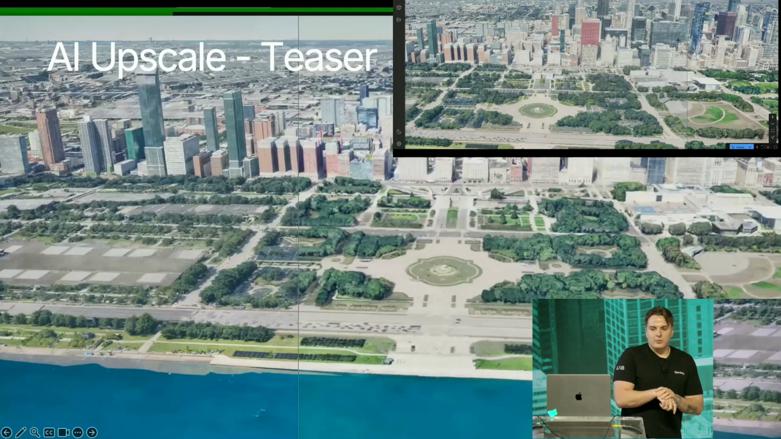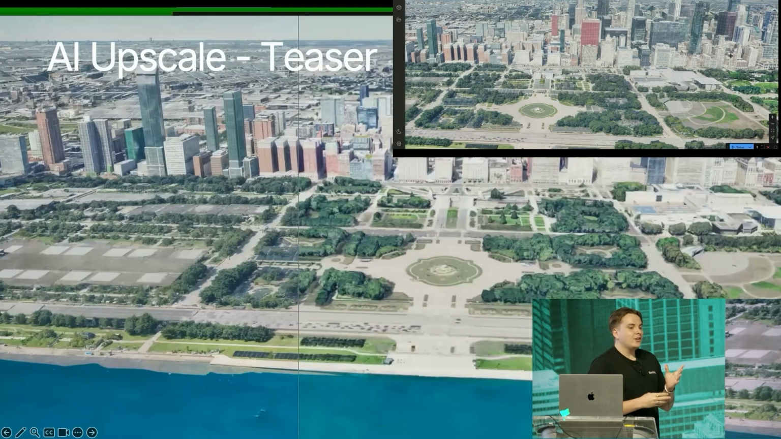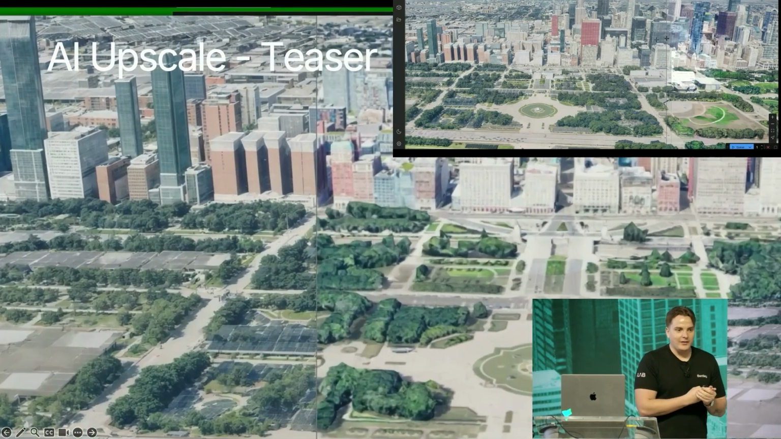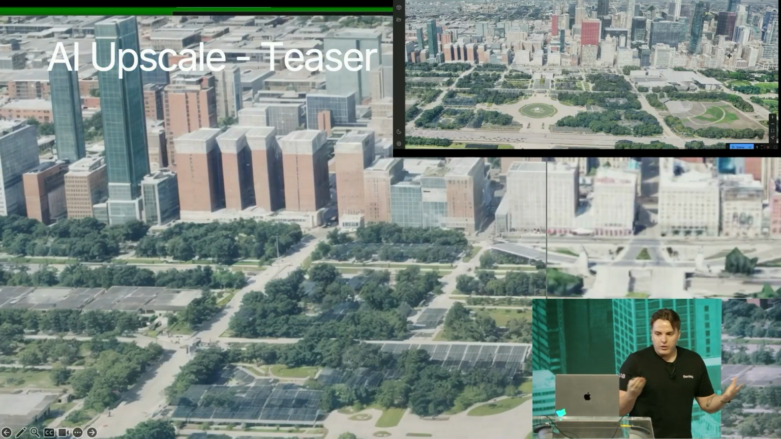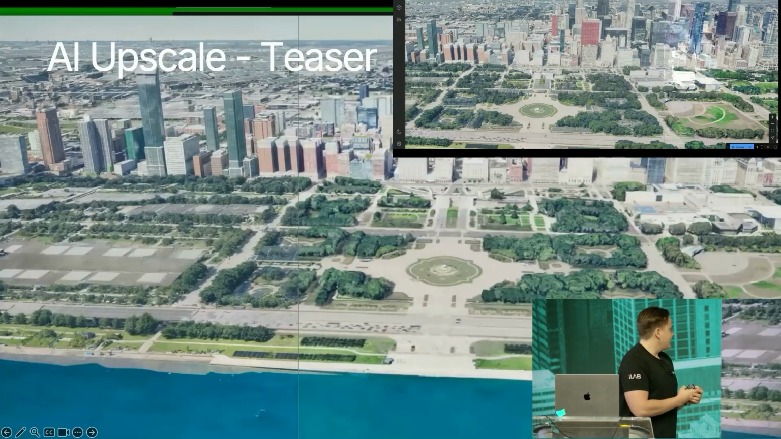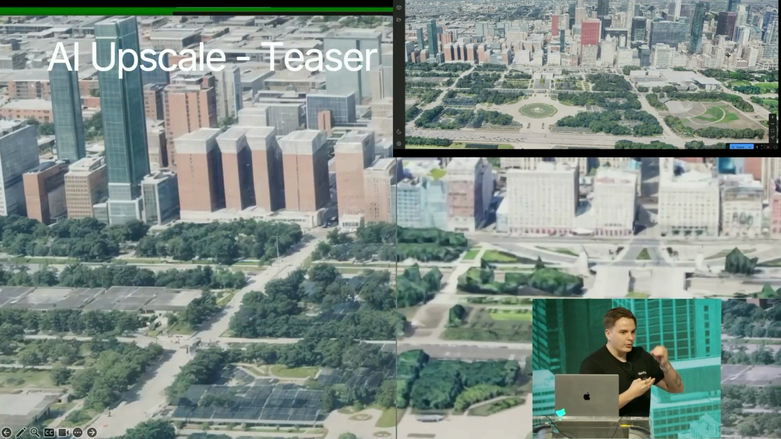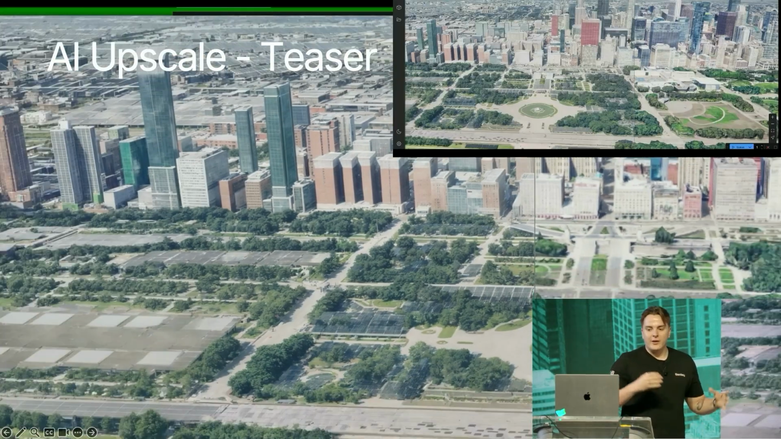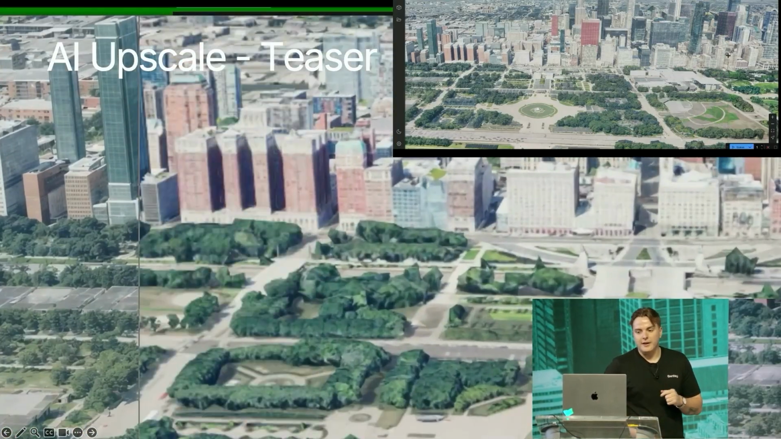And what we like to say is that we're using Cesium as a canvas almost to create these AI upscales. So we start from, for example, the Google 3D data, which is amazing, but it's not always super high resolution. But starting from there, we can create these really, really high resolution images with AI.